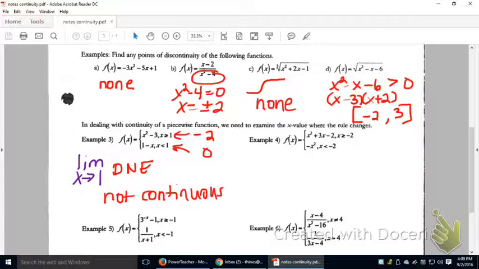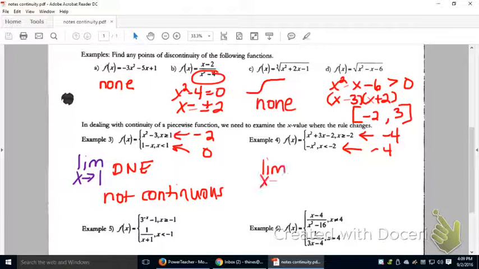Example 4. I'm going to do something similar. I'm going to plug in -2 there. -2 squared is 4. 4 plus 3 times -2, so that's 4 minus 6 is -2. -2 minus -2 is -4. Plug in -2 there, so it's negative, and then -2 squared, so -4. So the limit there does exist.